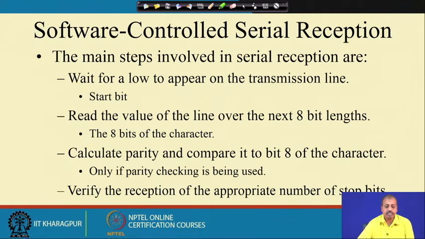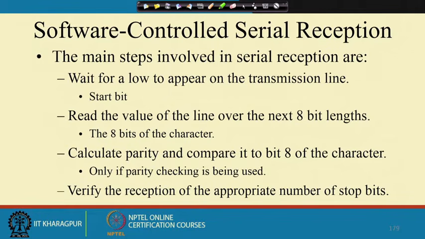On the receiving side, the main steps involved in serial reception are: wait for a low to appear on the transmission line. The transmission line is generally high. When the transmitter starts sending the signal, it will make the line low. So the receiver should wait for the start bit. It should read the value of the line over the next 8 bit lengths, since 8-bit characters will be there. So it will read the 8 bit values.